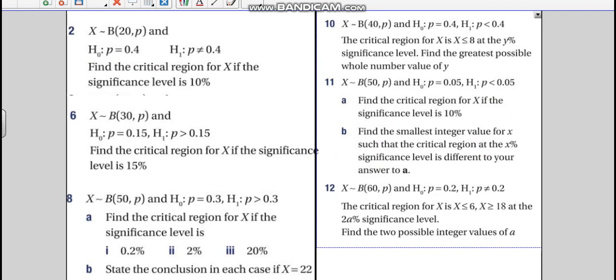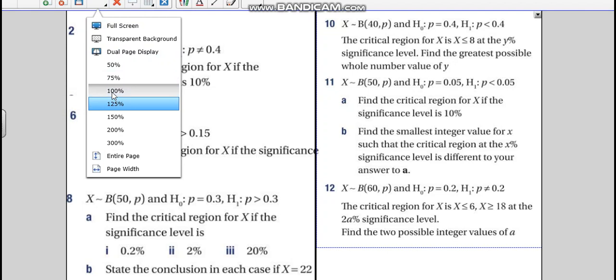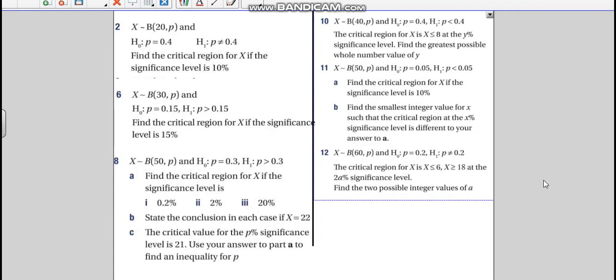Now, over here we've got some questions. I will just make my screen bigger. There we go, so you can see all the questions. Obviously you can pause that. If you need to make it a little bit bigger, you can zoom in. So watch number 2, because it's a two-tail. So we're looking for 10%, but that means you've got to do 5% either side. You've got to look at the lower end and the upper end, but it's 5% either end. So just watch that one.